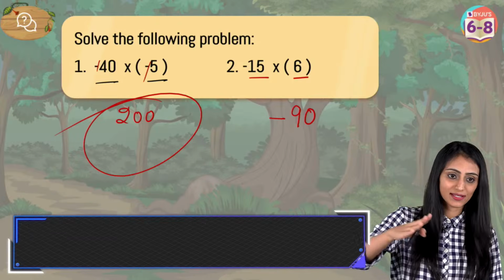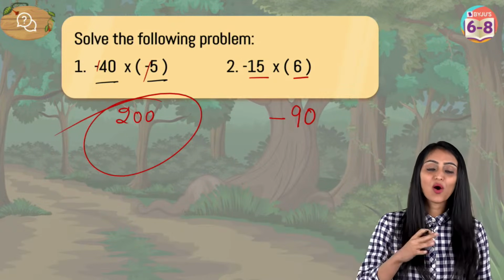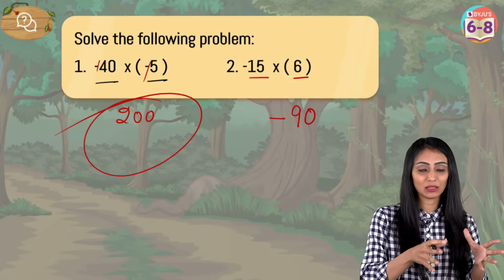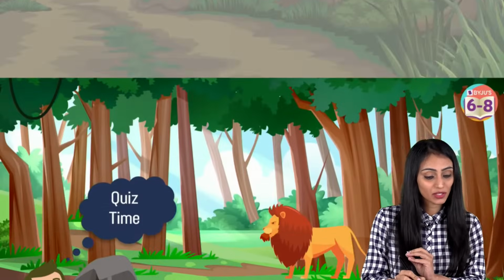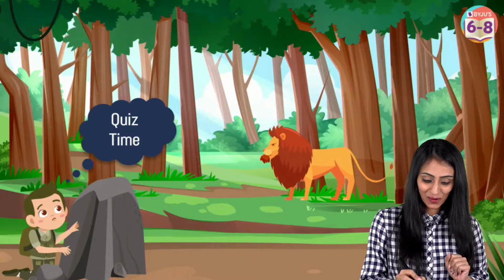Right, so 200, yes, absolutely, minus 90. Great. Alright, so we all have understood how to do multiplication of integers on a number line or without a number line. So now that we've understood this, it's quiz time. So let's check your understanding now. So here we go.